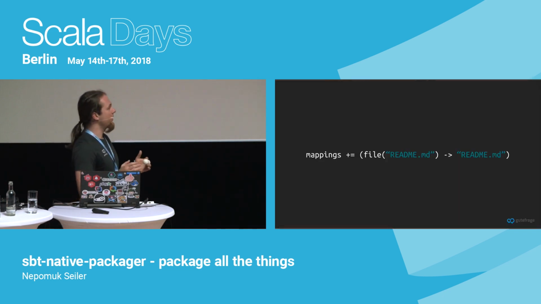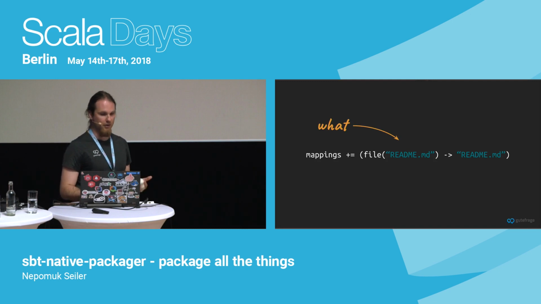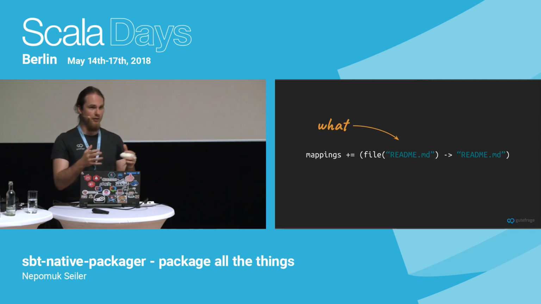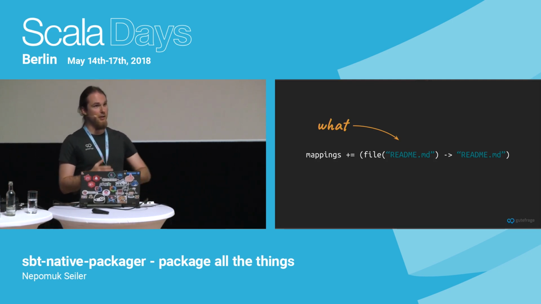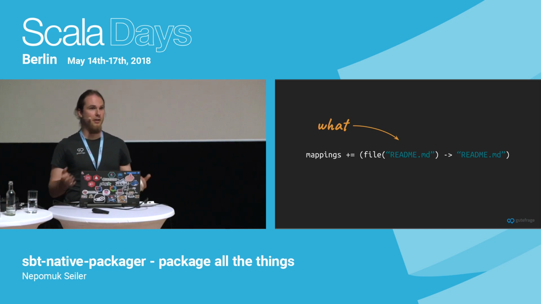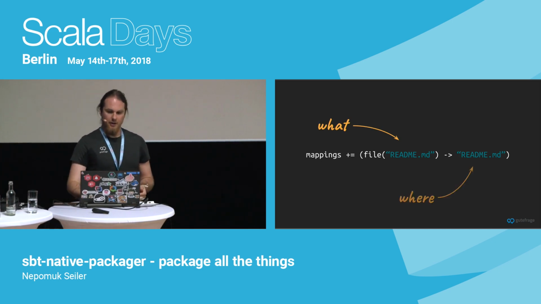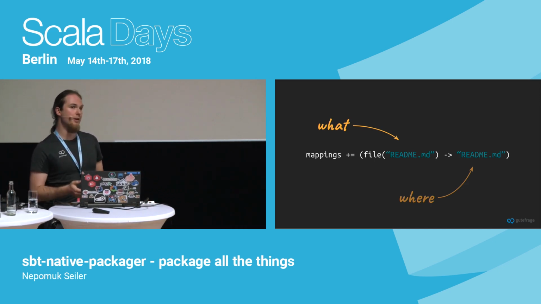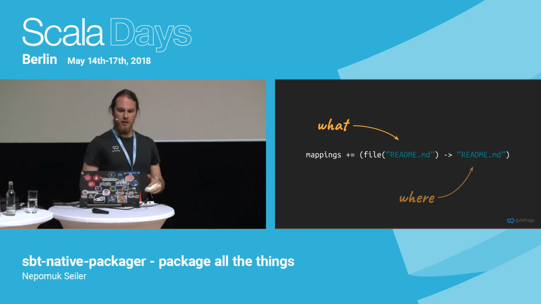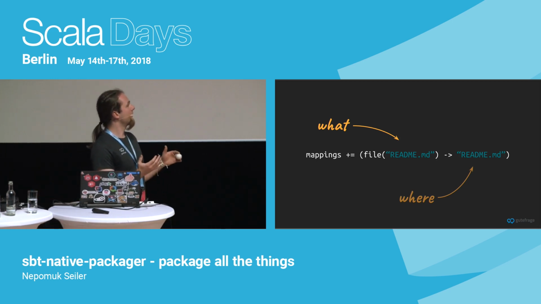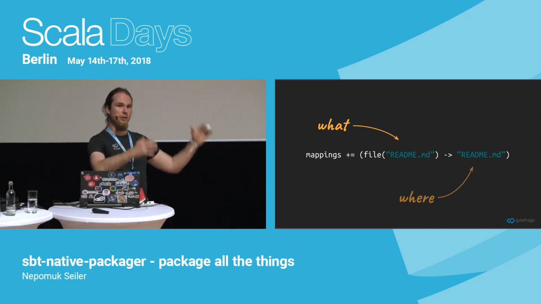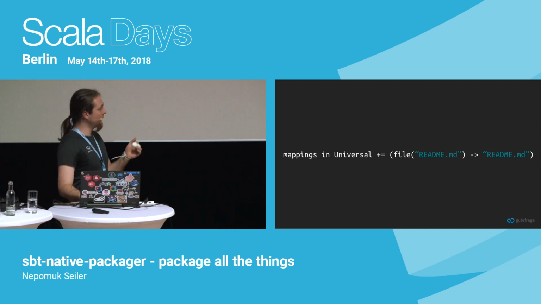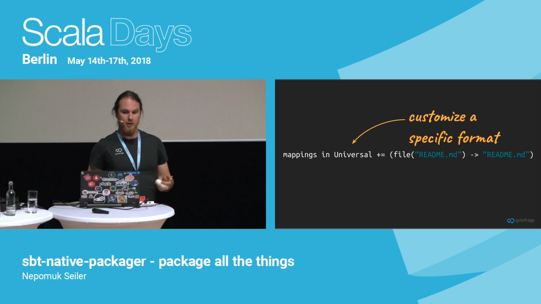And this is exactly how the API works. So you have a mappings, and you have a tuple. The left-hand side is a source file, which is an actual file that must exist on your disk. This can be produced by some build step, or it's a static file that's already pre-existing. And the second part of the tuple is a string, which is a relative path in your output package. So this mapping here would put the README file into the root of your package and call it README as well.